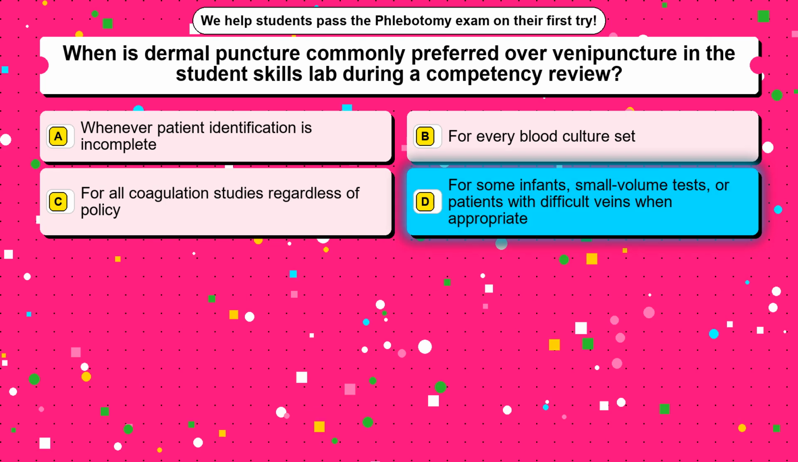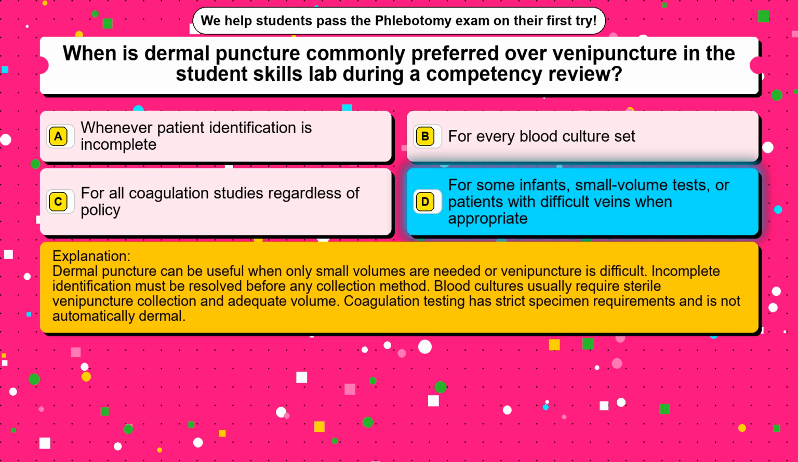The correct answer is option D. For some infants, small volume tests, or patients with difficult veins when appropriate. Dermal puncture can be useful when only small volumes are needed or venipuncture is difficult. Incomplete identification must be resolved before any collection method. Blood cultures usually require sterile venipuncture collection and adequate volume. Coagulation testing has strict specimen requirements and is not automatically dermal.